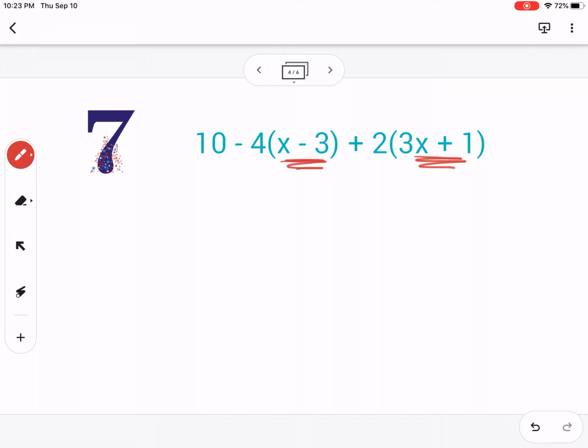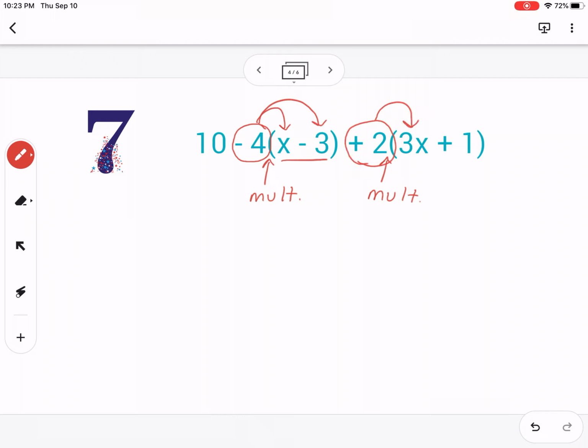You can't add like terms. Exponents, we don't have any exponents. The next thing is multiplication. Where is there multiplication? There's multiplication right here. There's an invisible dot. There's also multiplication right here. There's an invisible dot. That comes next. So what's being multiplied to the x minus 3? This negative 4. So we're going to distribute that negative 4. Over here, we're going to distribute this positive 2. So pause the video, see if you can take it from here and give it a try.